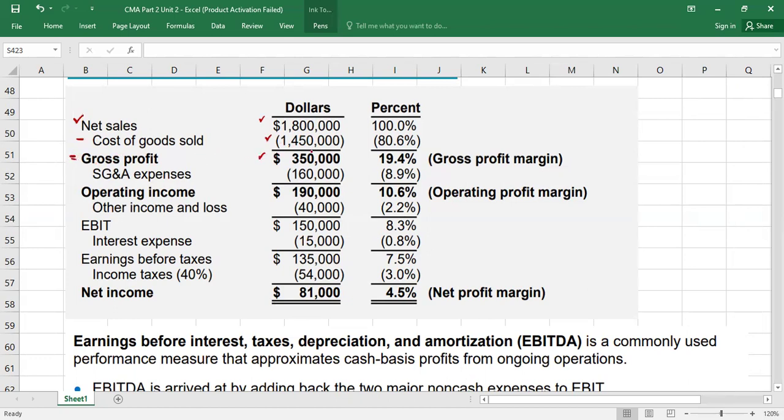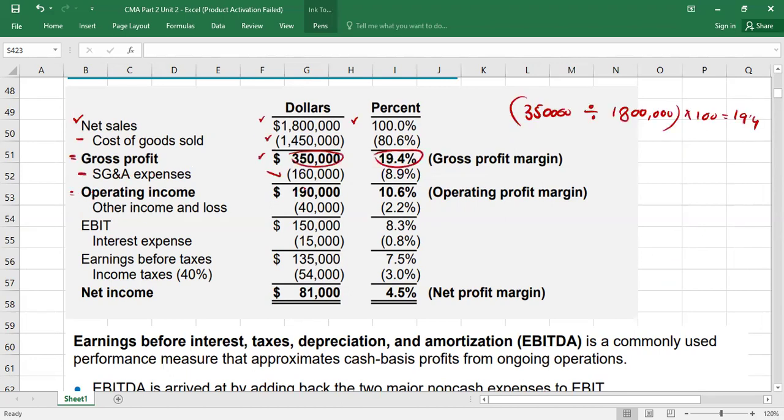Okay. If I want to calculate gross profit percentage, how will you convert? I'll take the gross profit value, which is 350,000, divide it by the net sale value, which is 1.8 million, and multiply by 100. Obviously this will give you the answer in percentage, and this percentage is going to be 19.4%. Then from gross profit you will deduct selling and administration expenses. Let's say that is 160,000. So this is called your operating income.